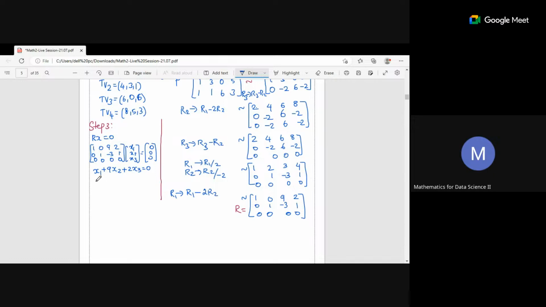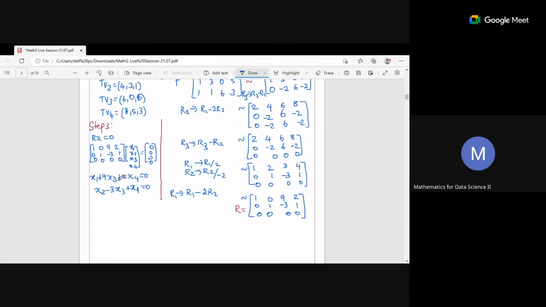Sorry, here I missed one more entry in the vector. It is x up to x4, right? x1, x2, x3, x4. Here one more 0 is there. So x1 + 9x3 + 2x4 = 0, and here it is x2 - 3x3 + x4 = 0.